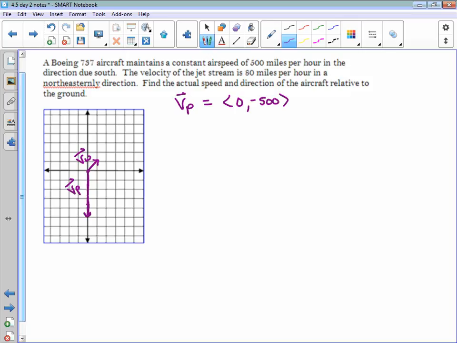Now guys, that is coming from the origin, so that's like my position vector. But I would like to use the head to tail method here so that I can see it's pushing the plane that way. So I'm going to go ahead and bring it down here and draw it again.